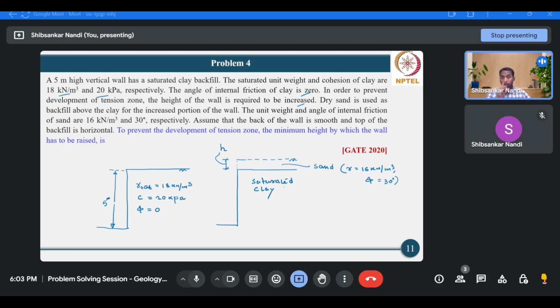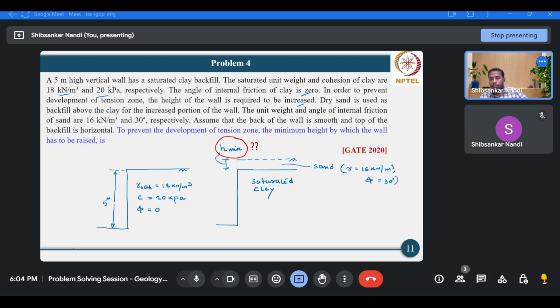Now we have to ensure that there should not be any development of tension zone inside the wall, and for that we have to calculate the minimum height by which the wall has to be raised. So this is the main objective of this problem. How we can answer this problem, we'll see in the next slide.